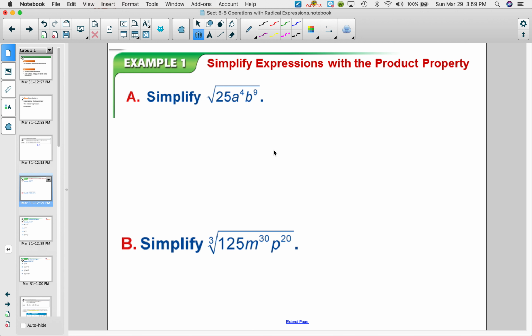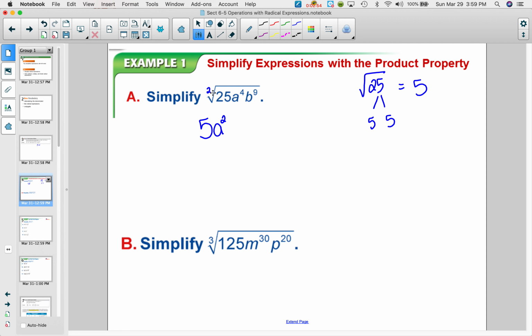So to simplify this problem here, the square root of 25 a to the 4th b to the 9th, we actually did these. And I put a little 2 right here. Remember, if there's not one showing, it's a square root. Now, you're going to want to do the square root of 25 like we've done before. That is a perfect square because 5 times 5 is 25, so the square root of 25 is just 5. To get the variable portion, remember when we talked about this, 2 goes into 4 2 times, so I'm going to have an a squared. And there's nothing left over, so I'm not going to have anything left over inside the radical sign.